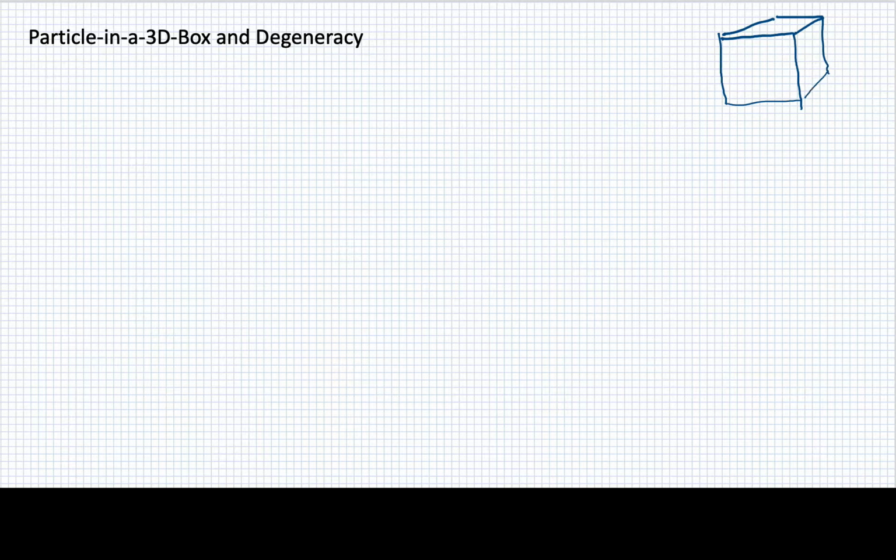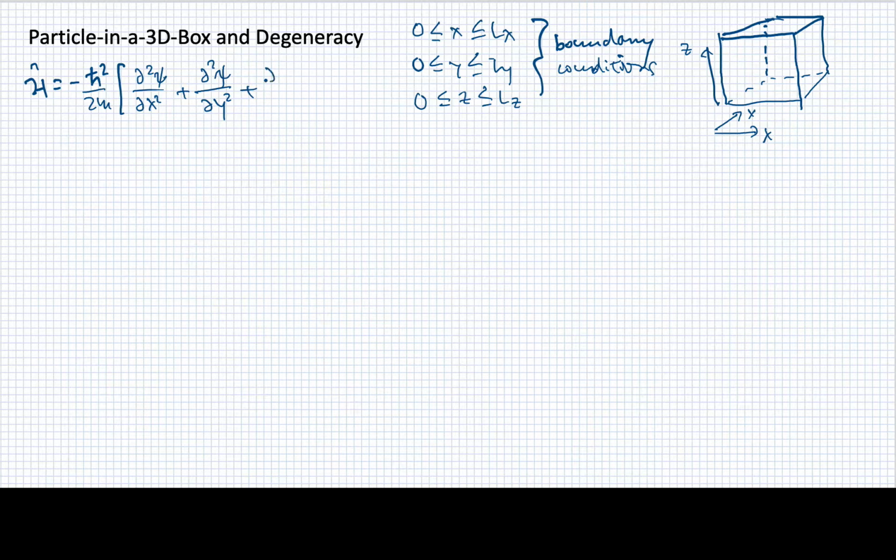All right, so when we write the Hamiltonian for the particle in the 3D box, it will be minus h bar squared over 2m, but now we'll have components in all three of those dimensions. So I'll go ahead and put the psi in: the second derivative of psi with respect to x, plus the second derivative of psi with respect to y, plus the second derivative of psi with respect to z. And this implicitly has a psi over here. All of these are going to be equal to the energy times psi. Now there's a couple of things that we can work into this.